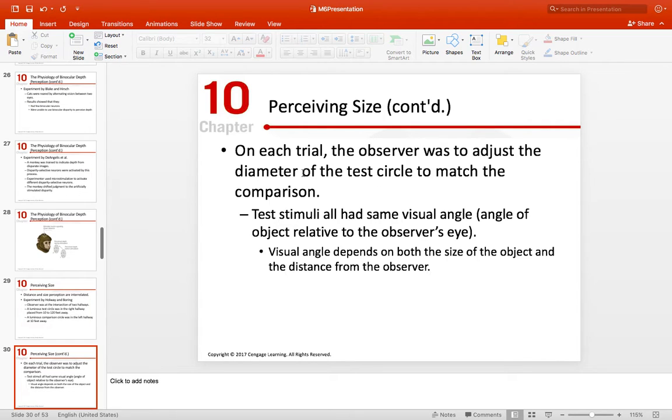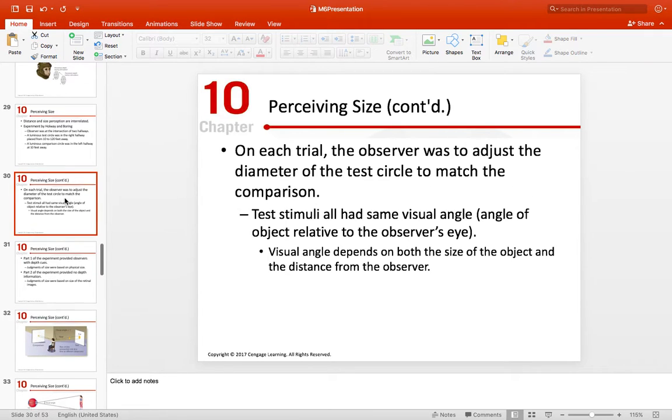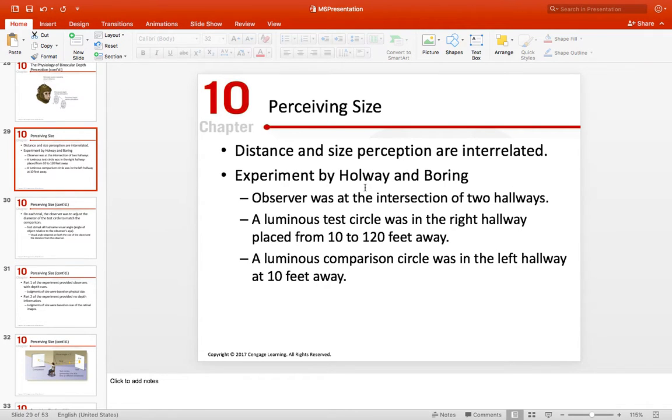One of the experiments that you need to be aware of in the text, one of the more important ones, is Holway and Boring. They used hallways, which is kind of strange, but that's what happened here. Holway and Boring is an old experiment from the 1940s. It's essentially a psychophysical experiment. It's really good, an elegant experiment using humans. What Holway and Boring were interested in was trying to figure out what they were thinking.